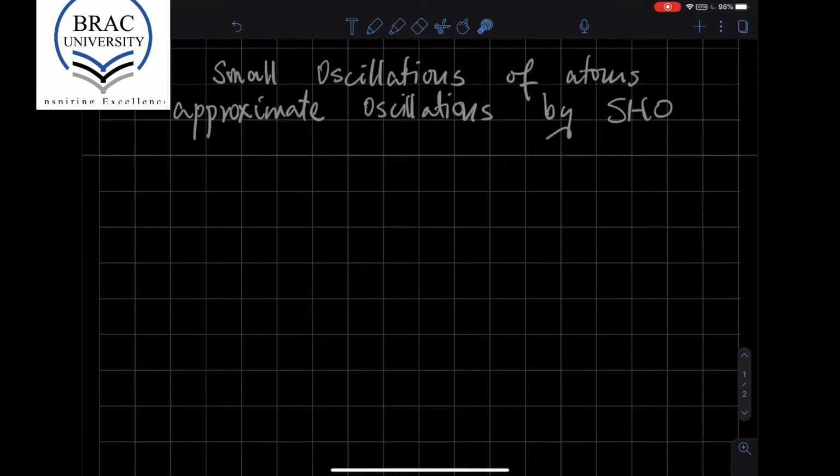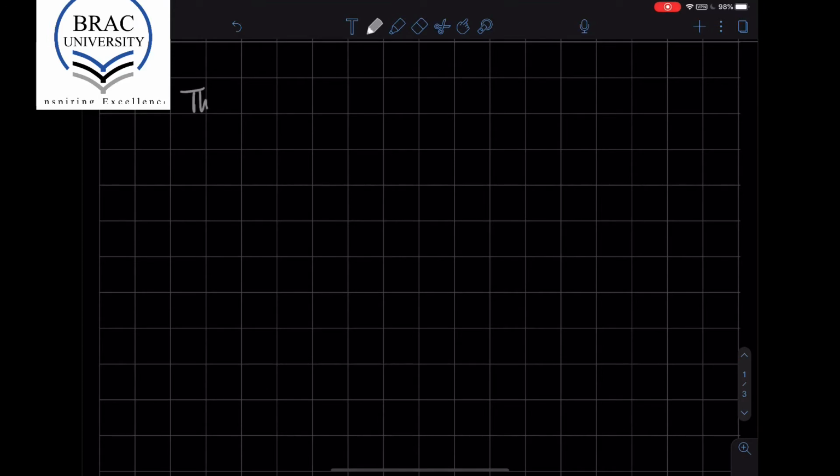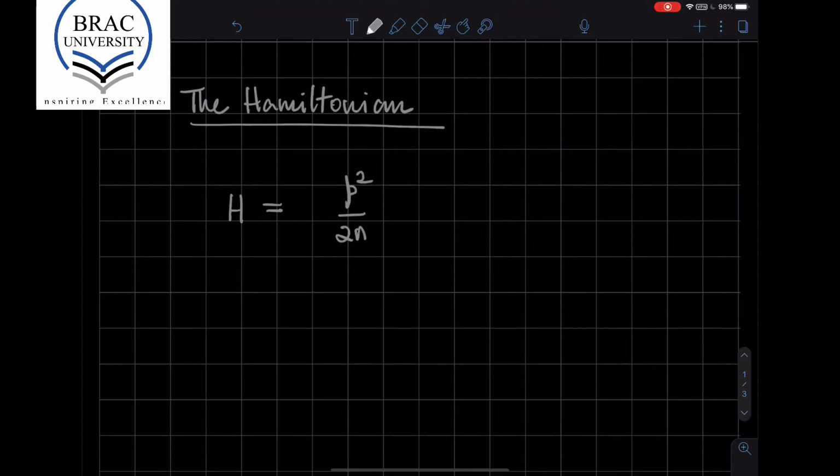Okay, so we're interested in the quantum simple harmonic oscillator. That means that we want to start with the Hamiltonian. So what is the Hamiltonian? The Hamiltonian of the simple harmonic oscillator is going to be given by the kinetic term, which of course is p squared by 2m, or half m v squared, and then half k x squared. So this is our Hamiltonian.